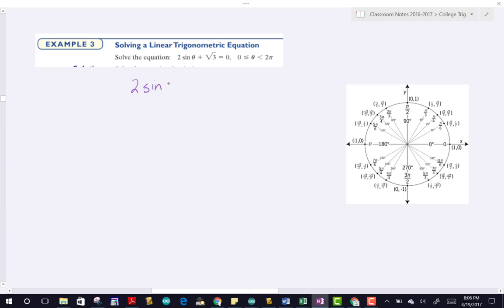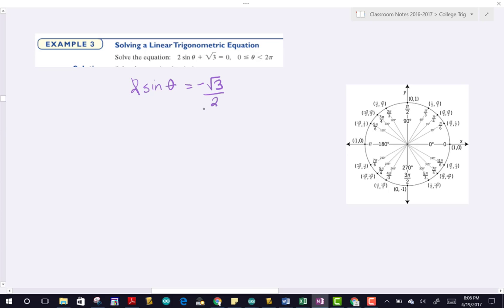So if we have 2 sine of theta plus root 3 equals 0, I'm going to subtract that root 3 from both sides. So I've got 2 sine of theta equals negative root 3. I'm going to divide both sides by 2.